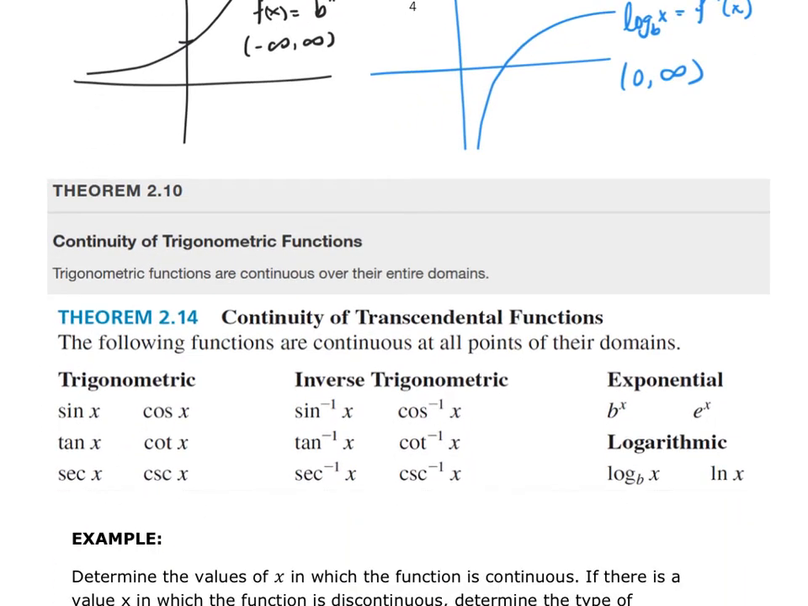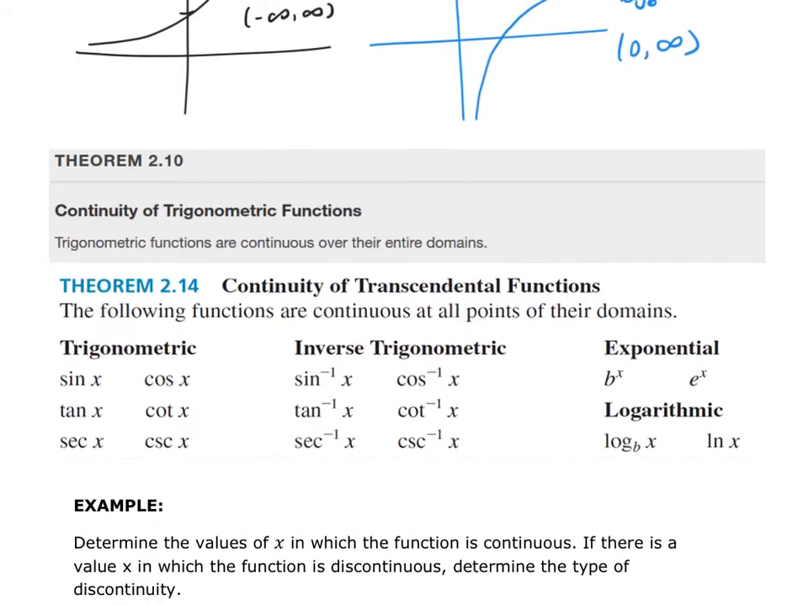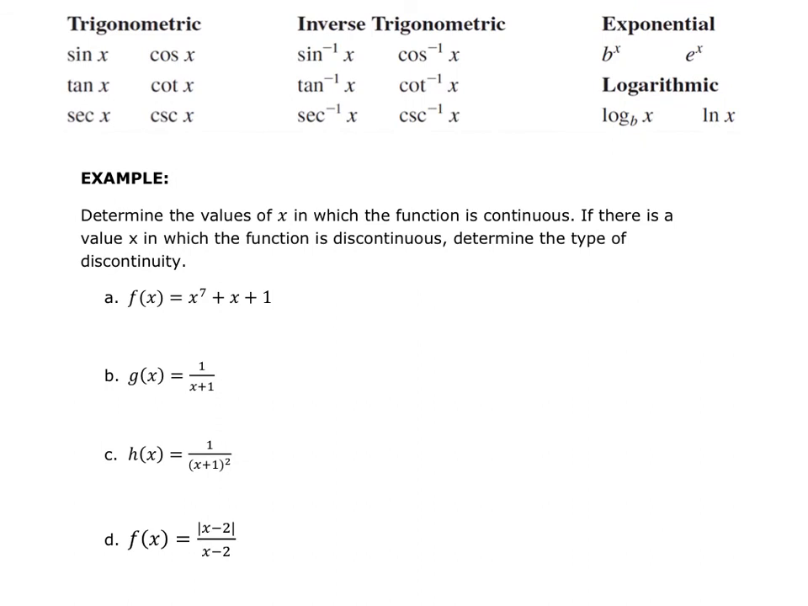Continuity of trig functions. Trig functions are continuous on their domains. So sine x, cosine x, the inverse of sine is sine inverse. Cosine is cosine inverse. Tangent, tangent inverse. Cotangent, cotangent inverse. Secant, secant inverse. Cosecant, cosecant inverse. And that is, of course, on the domains. So think about where we have the domains for the trig functions and their inverses.